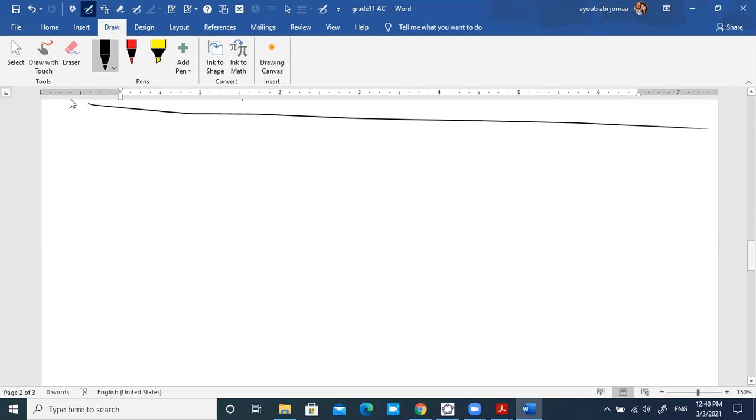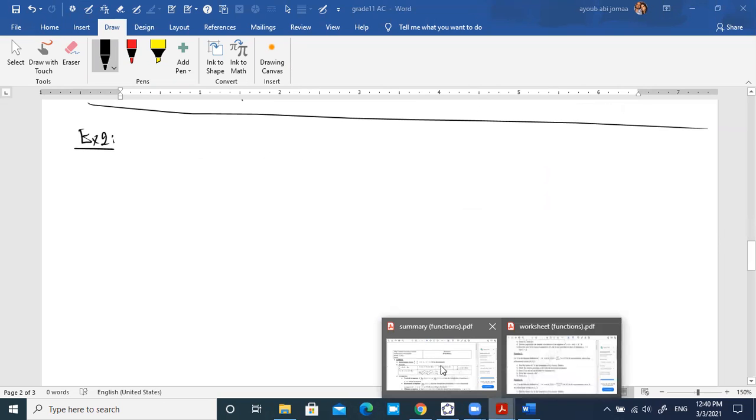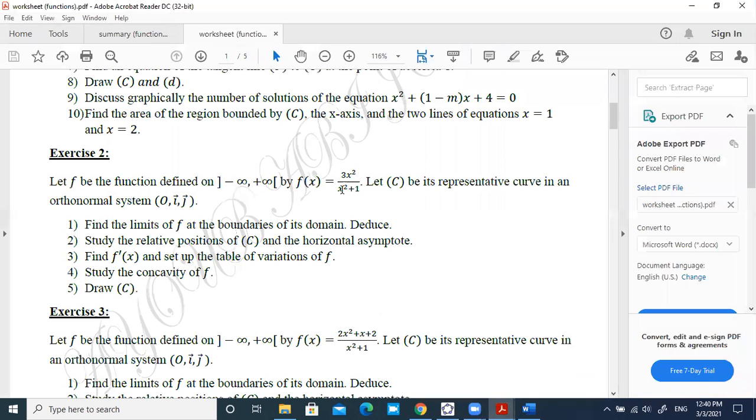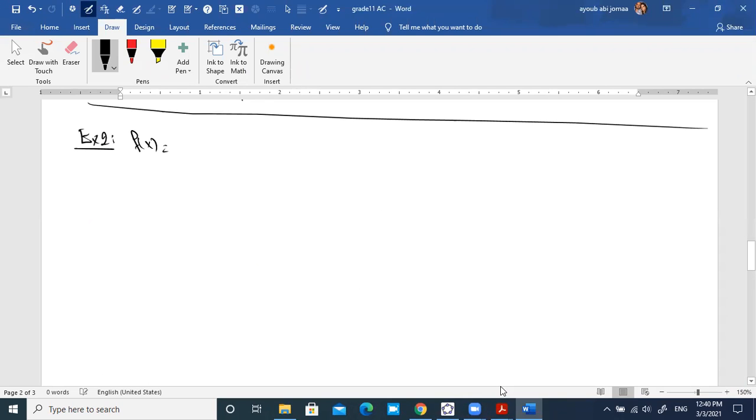Exercise 2. You have the function f of x is equal to 3x squared over x squared plus 1, defined on the real numbers R, which is negative infinity to positive infinity.